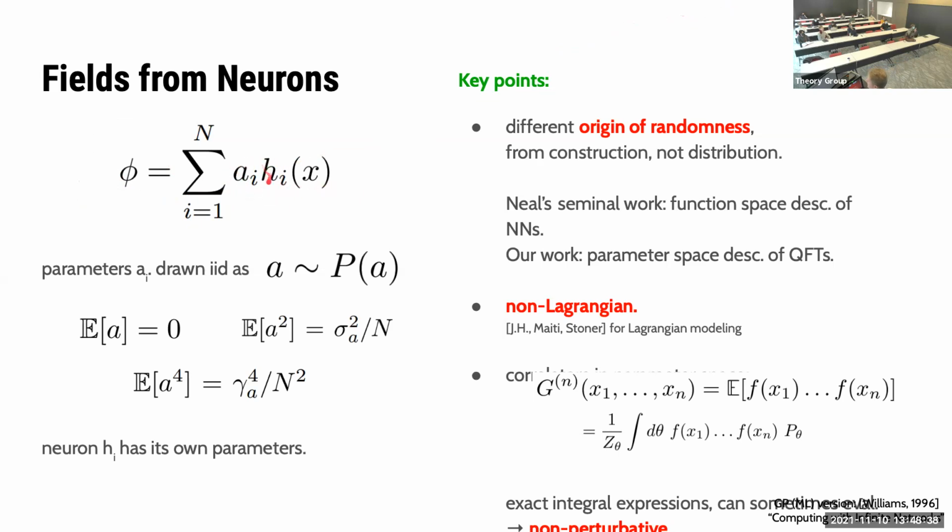And these a_i are some parameters that are drawn from some distribution P_A, where I make some assumptions about the moments. And it's already clear here that even if the h_i were completely deterministic functions, this phi itself is a random function with some intrinsic randomness coming from the fact that I drew these parameters from some distribution. In reality, the neuron h_i can itself be a very complicated object, and we'll talk about that, and it has its own parameters. So there's parameters in h_i, and there's parameters here, these a's, and together these parameters endow phi itself with some randomness.